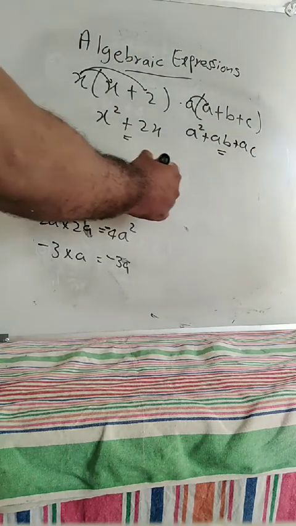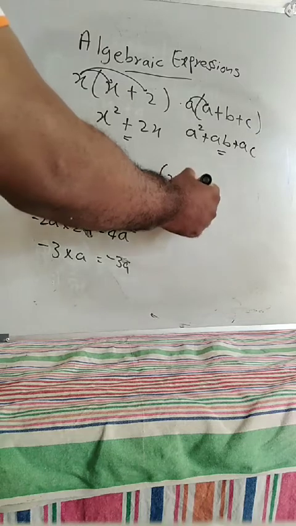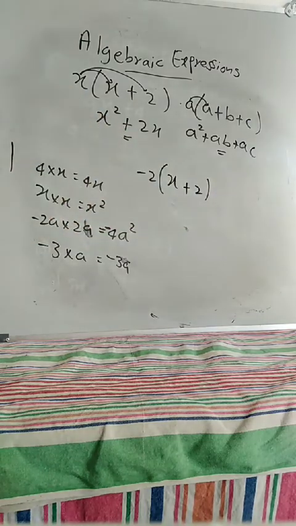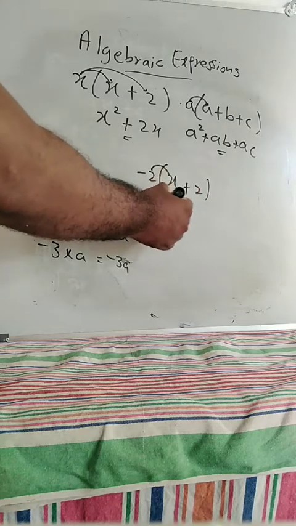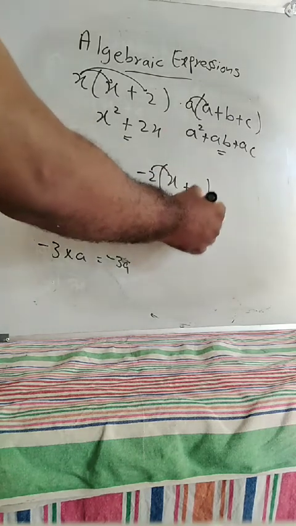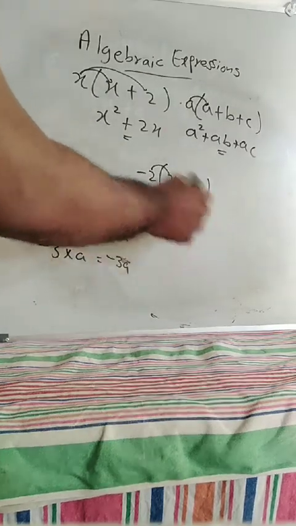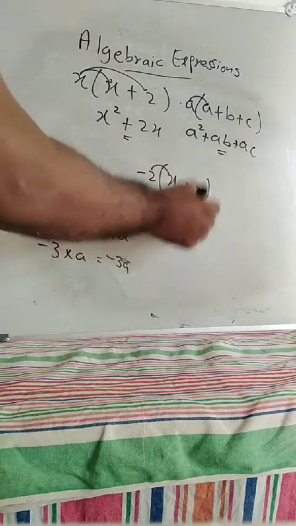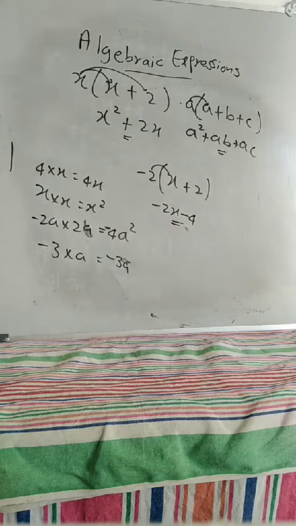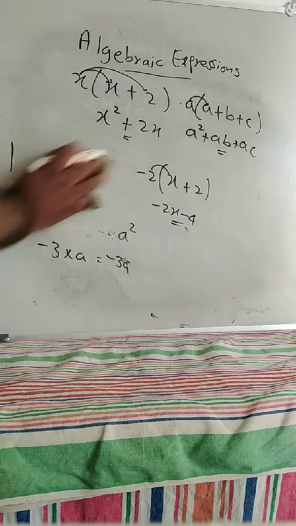Right, next one, minus 2 into x plus 2. Here, multiply by minus 2. When minus 2 multiplies x, minus 2x. Minus 2 into 2, 4. Sign: minus times plus gives minus, so minus 4. This is the final answer. Understand? Right, okay. Then here another example, remove brackets.